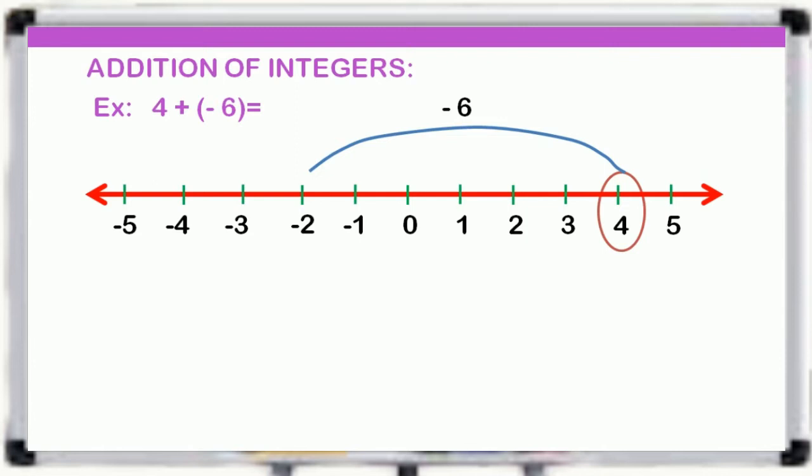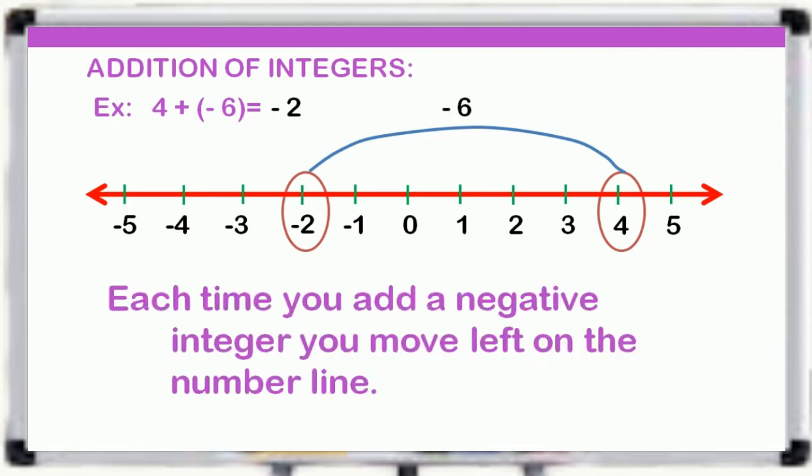We have to move 6 numbers left side. That means when we move 6 numbers, we get minus 2. 4 plus of minus 6 is equal to minus 2. Every time you add a negative integer, you move left on the number line.